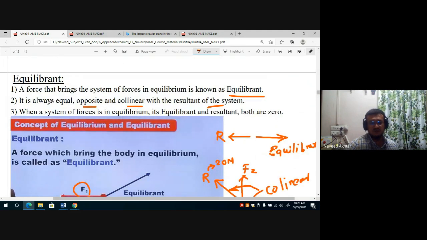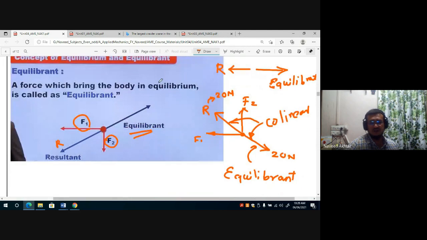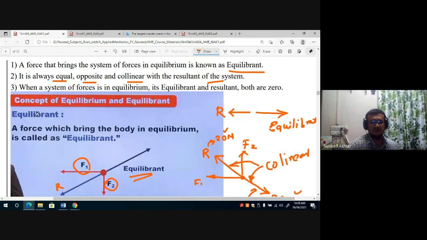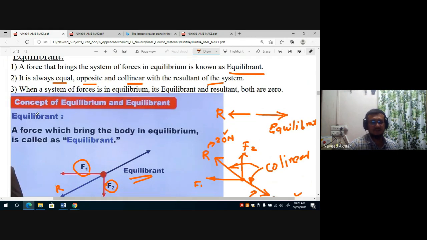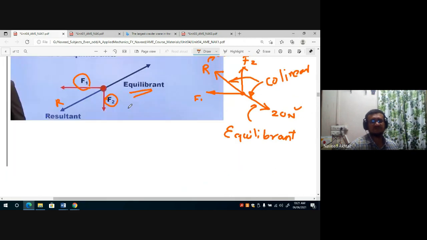Opposite, equal means equal in magnitude. This is 20 Newton, this is also 20 Newton. So that is called equilibrium. When a system of forces is in equilibrium, the equilibrant and resultant are both zero.